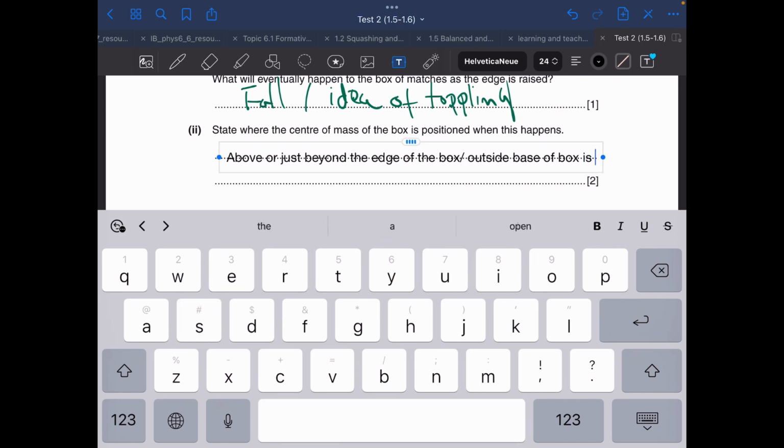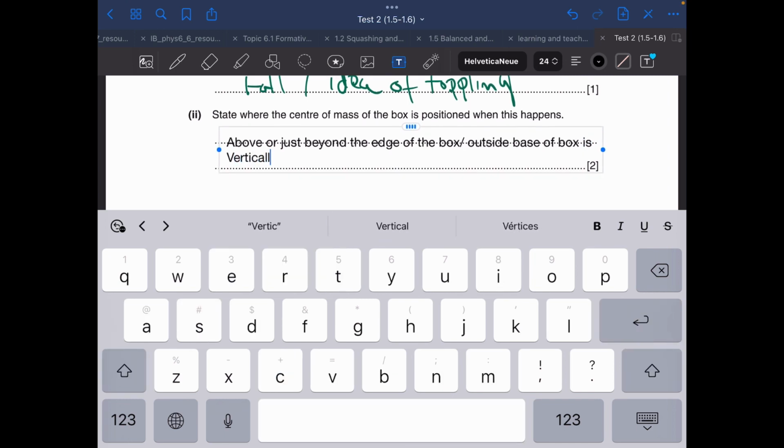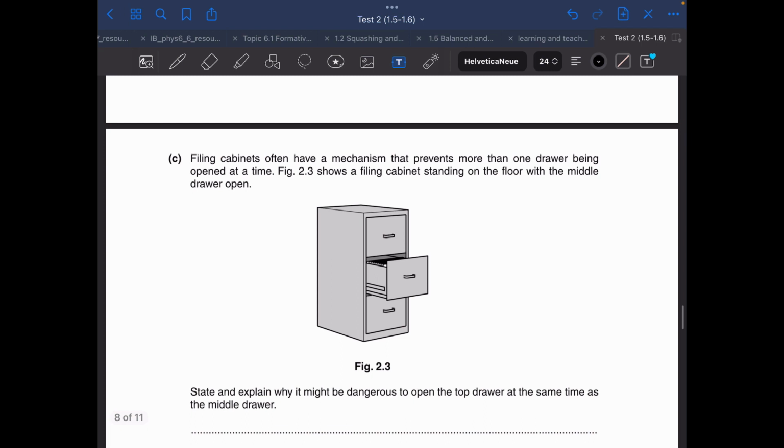Is vertically above the edge of the box. Okay, so hopefully that will do. C.